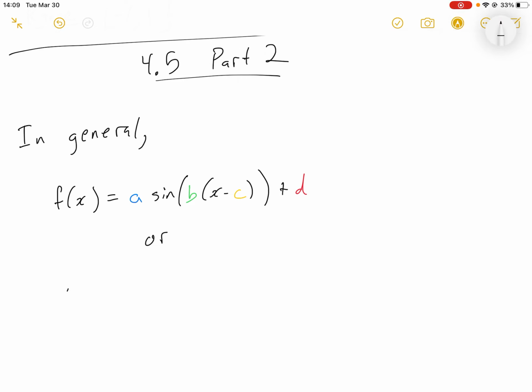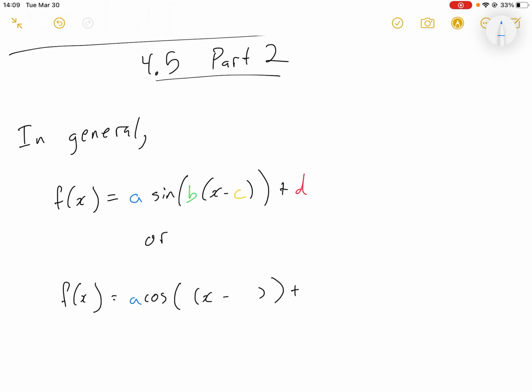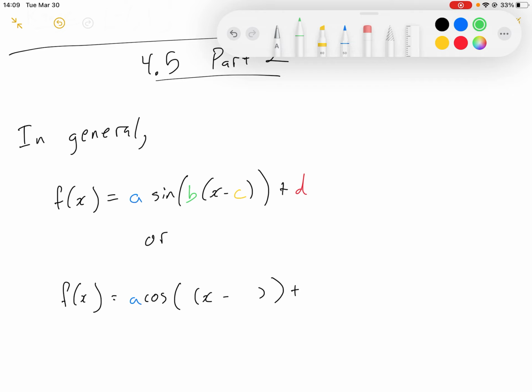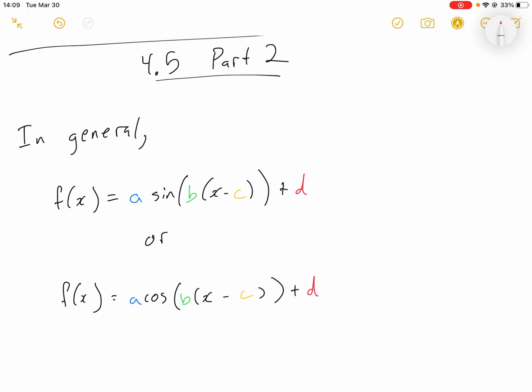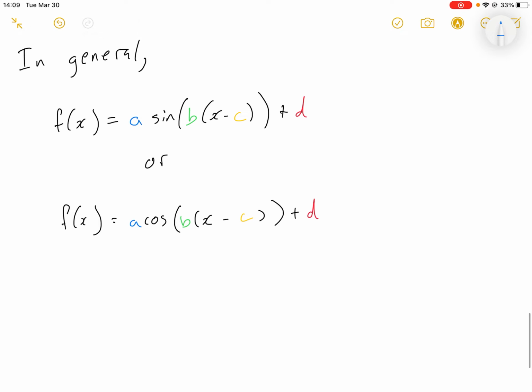Similarly, we might have a function for cosine, and sine and cosine are really the exact same. They've just been shifted away from each other. So I have, again, A, B, C, and then D. And here's what each of them stands for.